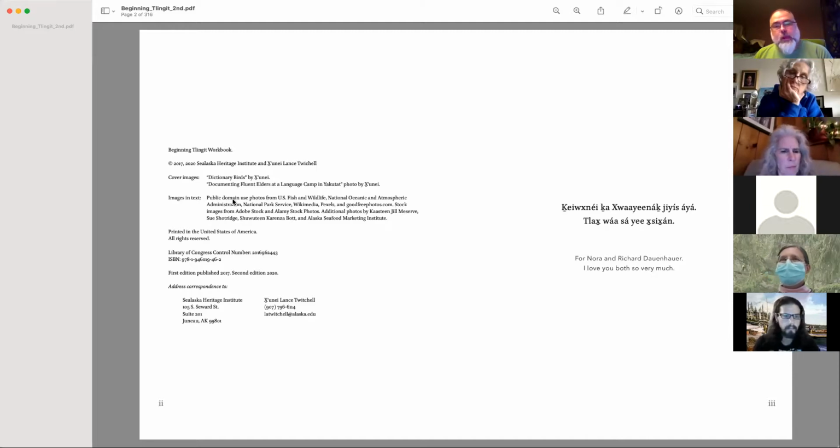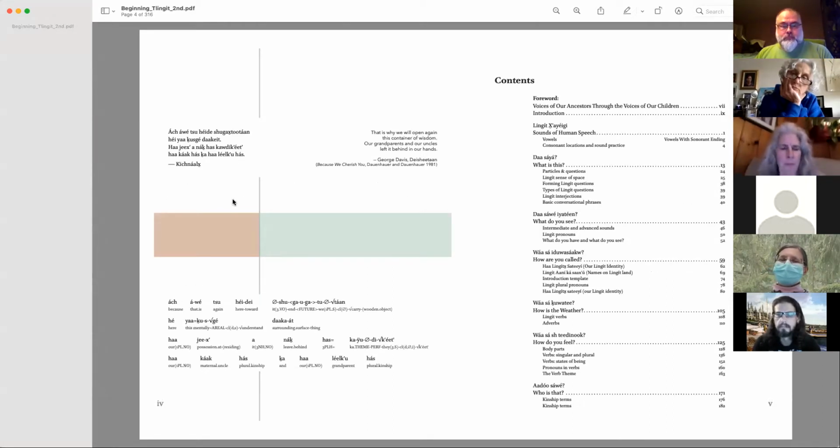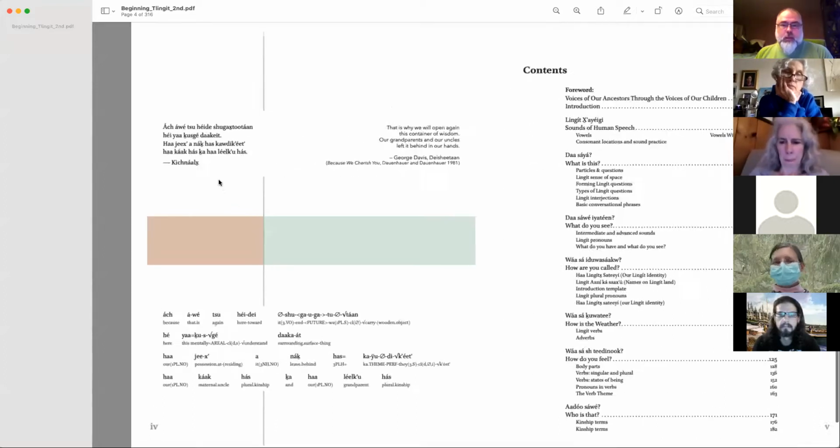So when you use the Beginning Tlingit workbook, there's the big text stuff which you're learning, but then there's a whole bunch of stuff in little text, which is what Richard Dauenhauer used to call the "more than you want to know" section. If you want to know it, it's there. But now we're going to take a look at it as we go through.